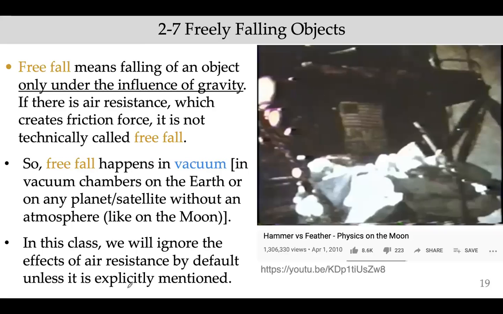Okay, let's now move to the definition of free fall. Free fall has a specific meaning in physics. It means falling of an object only under the influence of gravity. So if there is a resistance which creates friction force, it's not technically called free fall. For something to be in free fall, the only force that acts on that object should be gravity. If there's any other force like a resistance or someone pushing it, then it's not called free fall.